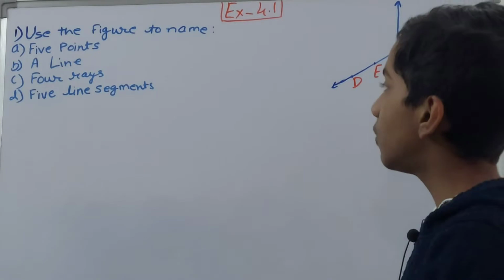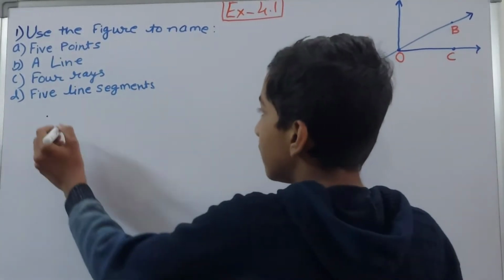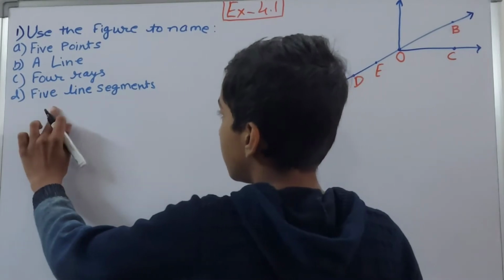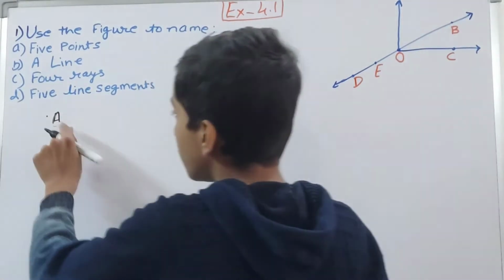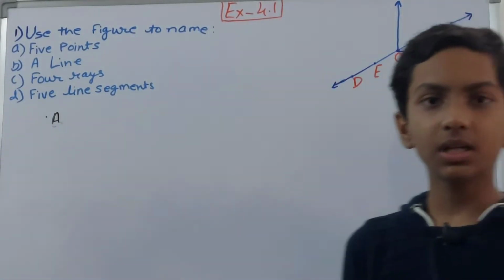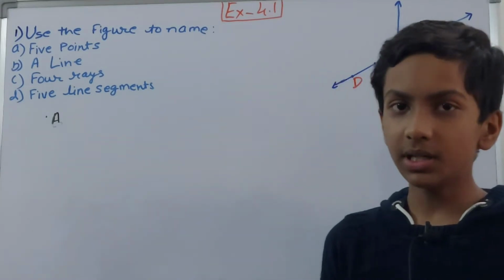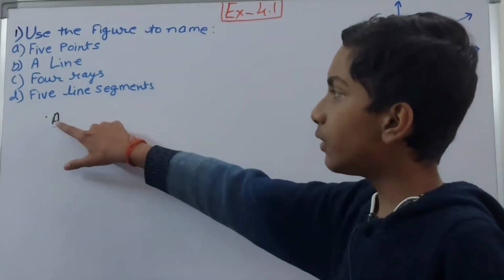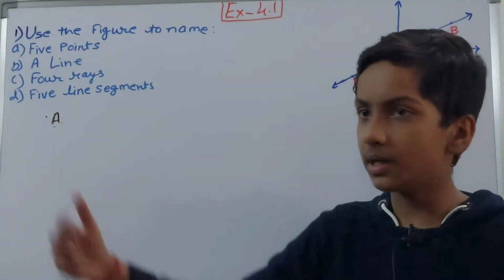So first let us see what this is. First of all, if I make a dot here and write in front of it A, that means this is a point. Basically a point is a dot denoted with a capital letter, and you always have to write a capital letter here. You can write any letter at the place of A.